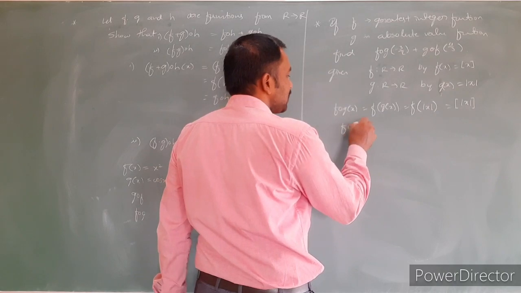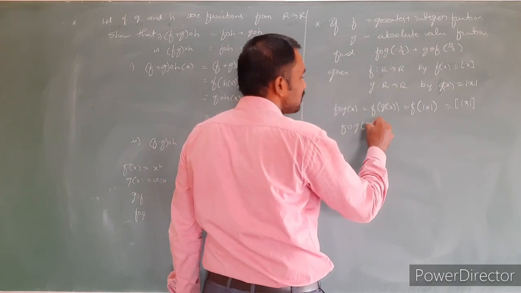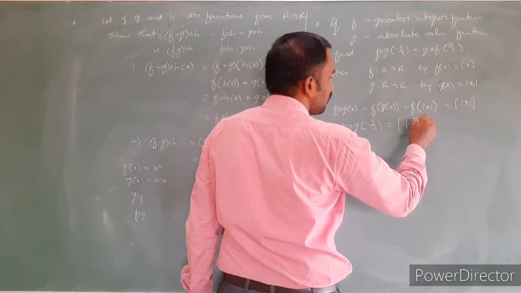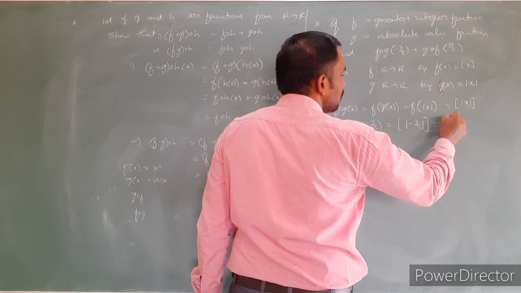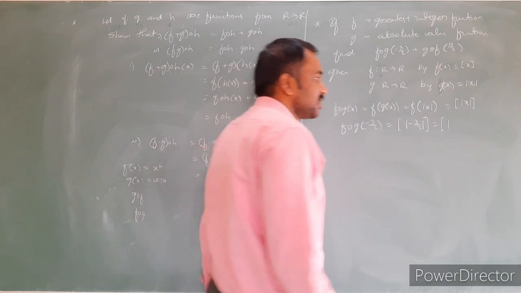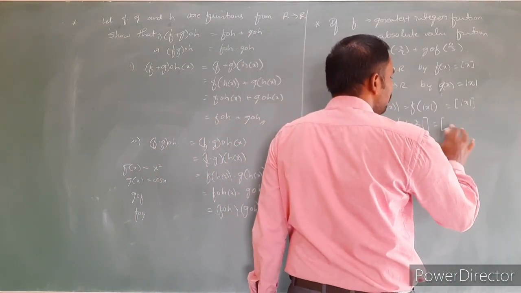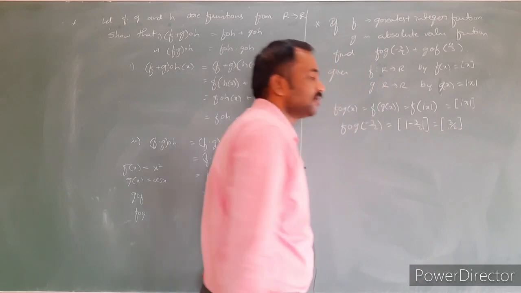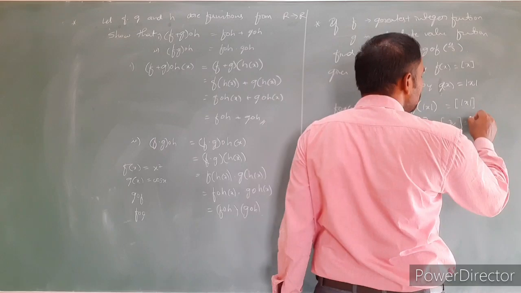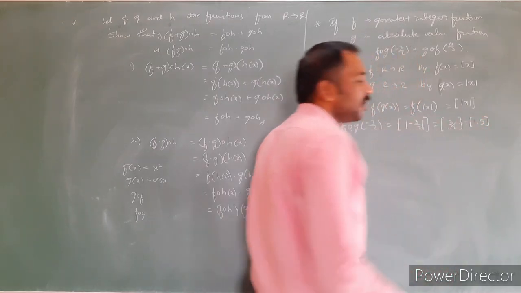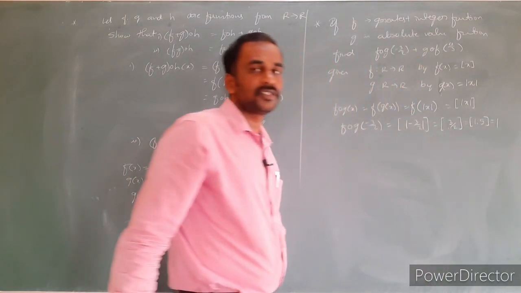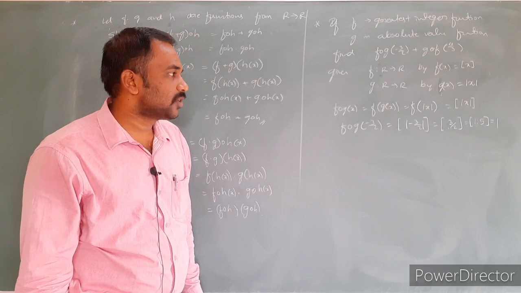Similarly, I write f circle g of minus 3 by 2 is required. The final value is the greatest integer of mod of minus 3 by 2. Mod of minus 3 by 2 becomes positive, so replacing the mod we get plus 3 by 2. 3 by 2 is nothing but 1.5. So what is the greatest integer of 1.5? The greatest integer of 1.5 is equal to 1.